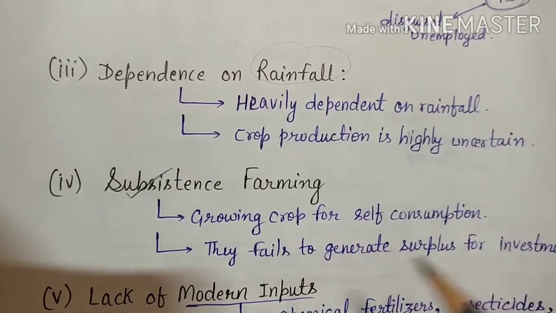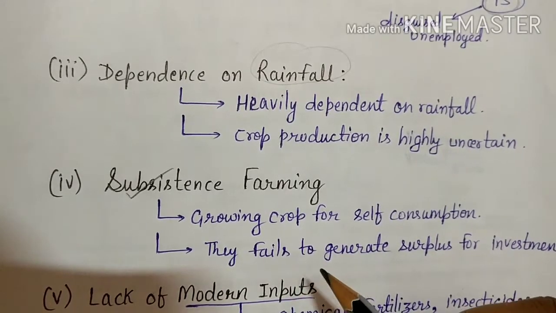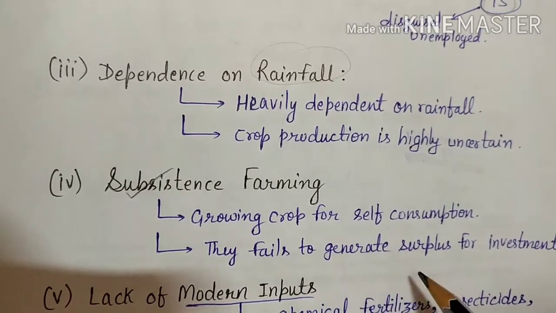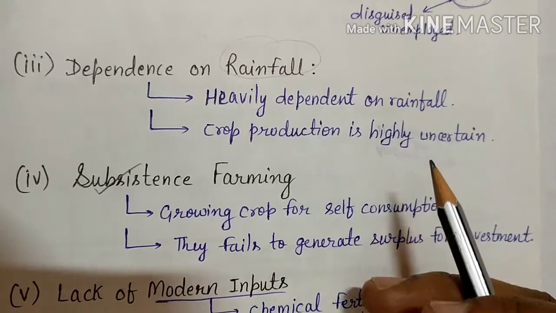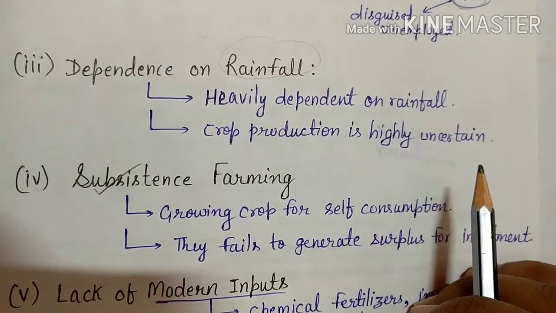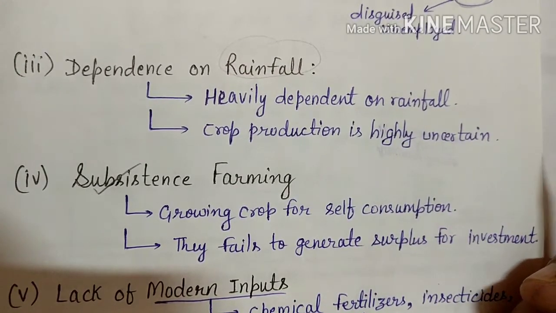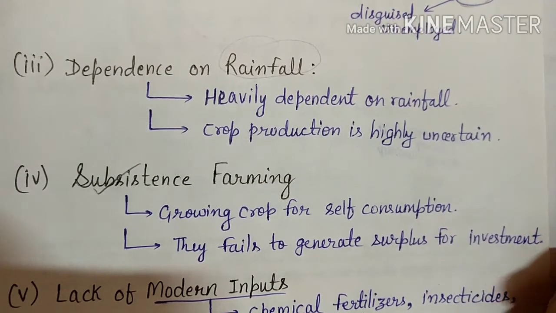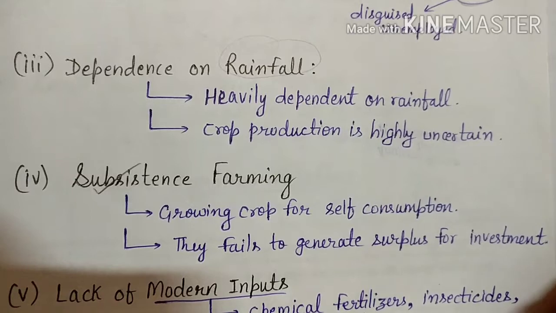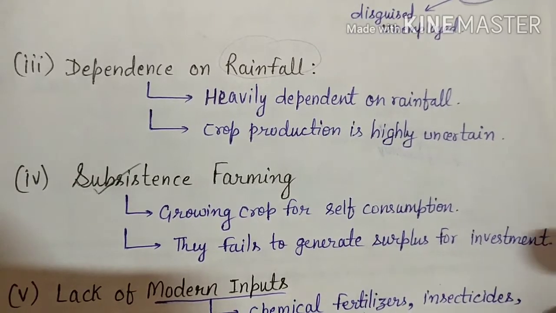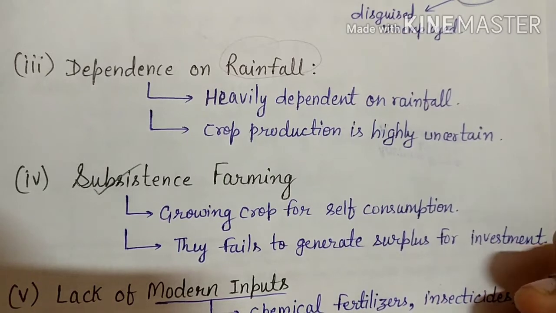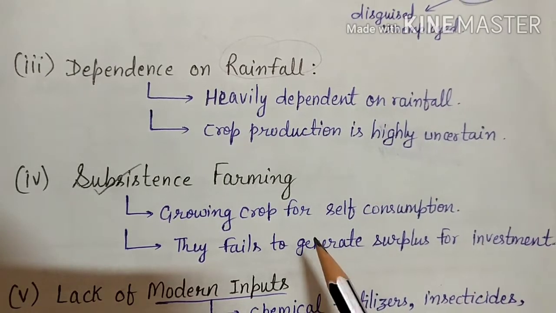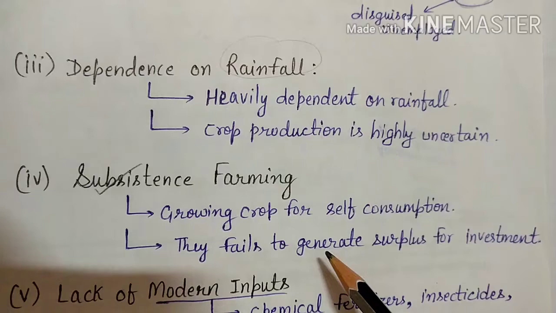But as their motive is not to earn profit, they fail to generate surplus for investment. See, whatever they have grown, they are consuming it all. So they are not selling it out, and not growing crops for earning profit. If they do not have money at hand, they can't invest. In this way they can't expand their money, or expand their land also. So this is also a reason why Indian agriculture became backward.